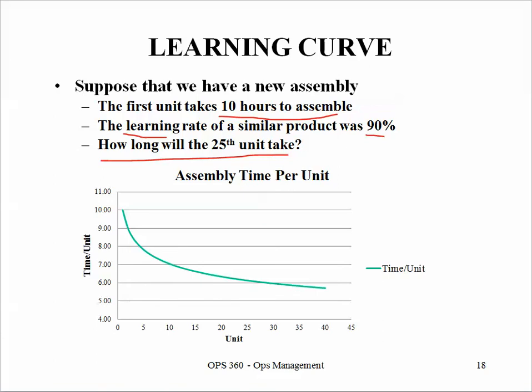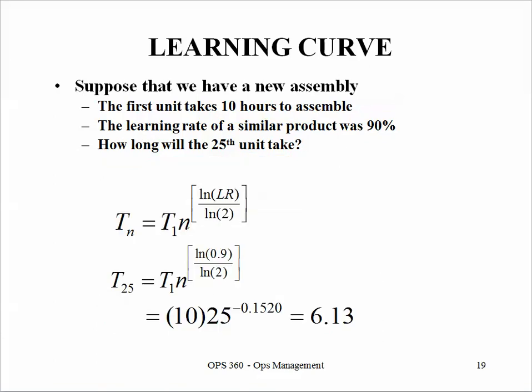So the formula used to develop that curve is on this page. Again, here's my time for the nth unit. There's a time it took me for the first unit. I take that, multiply it times n raised to this power. So this power is a fraction here, and in both the numerator and denominator of the fraction is the natural logarithm. So ln stands for the natural logarithm. That's also a function, of course, in Excel. ln is a function in Excel, so you can find this in Excel.